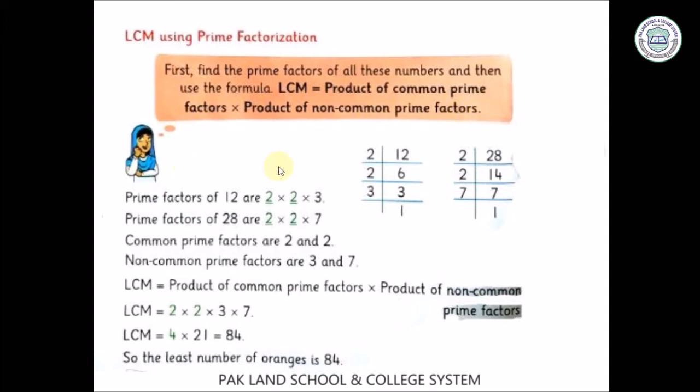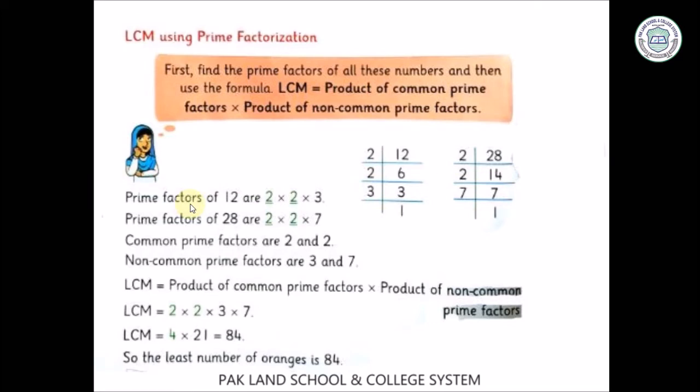For example, we have two numbers 12 and 28. We take the prime factors of these numbers like this. 12 divided by 2 gives us 6. 6 divided by 2 gives us 3. And 3 divided by 3 gives us 1. Now we have 28. 28 divided by 2 gives us 14. 14 divided by 2 gives us 7. And 7 divided by 7 gives us 1.